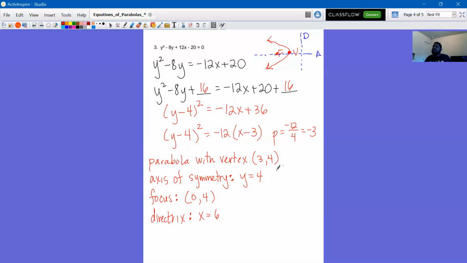Okay, so remember, the focus is p units to the left of your vertex. So we have to subtract 3 from the x coordinate of the vertex, which gives us our focus (0, 4). And then our directrix is going to be p units to the right of our vertex. So you add p to this and you get 6.